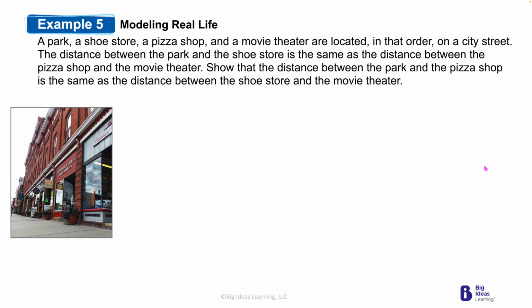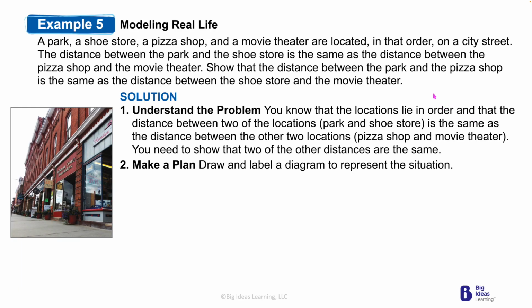Okay, another word problem. I know you're so happy. Calm down. So you have a park, a shoe store, a pizza shop, and a movie theater located in that order on a city street. The distance from the park to the shoe store is the same as the distance from the pizza shop to the movie theater. You have to show that the distance from the park to the pizza shop is the same as the distance from the shoe store to the movie theater. At this point, you're going, what? Welcome to geometry. I told you it'd be harder than algebra.